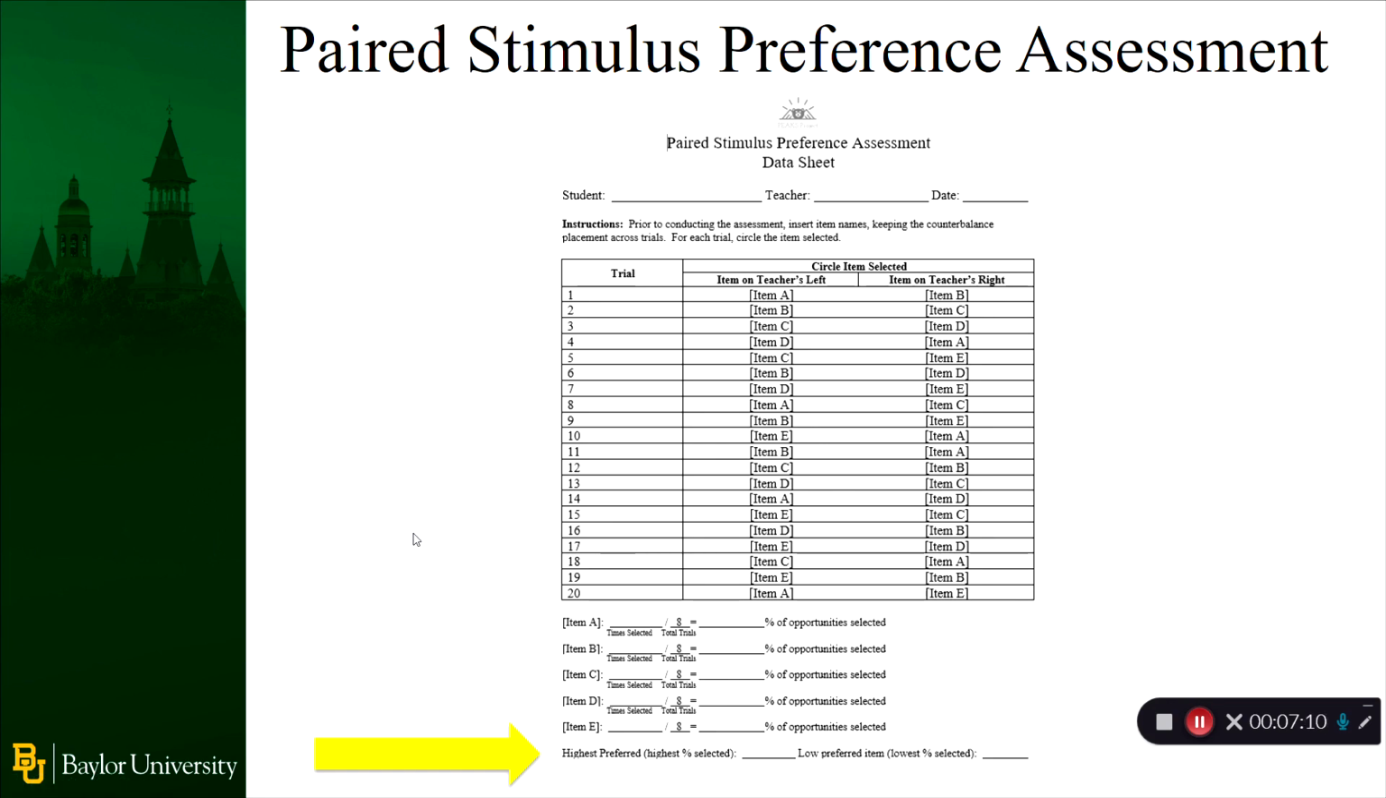Your highest preferred is the item that the student selected the most, the highest percent of opportunities, and your lowest preferred is the one that they selected least. If there is an item that they never selected, do not list this as a low preferred item. This would be considered a non-preferred item because there is no evidence that the student prefers this to any degree. So low preferred should be the item that was selected but selected the least.